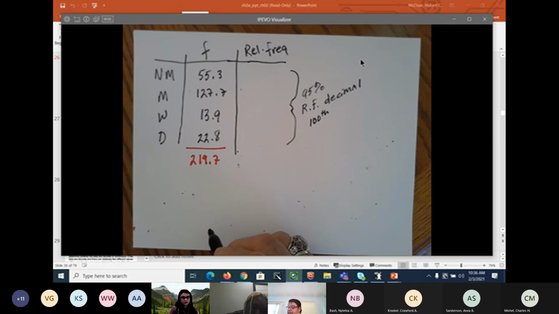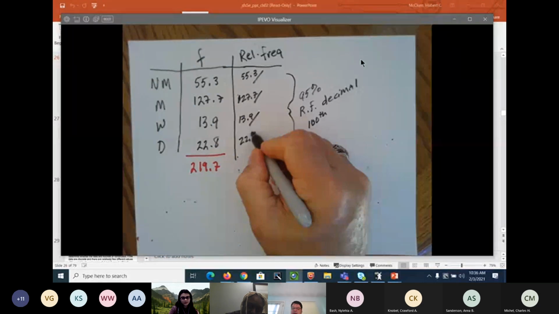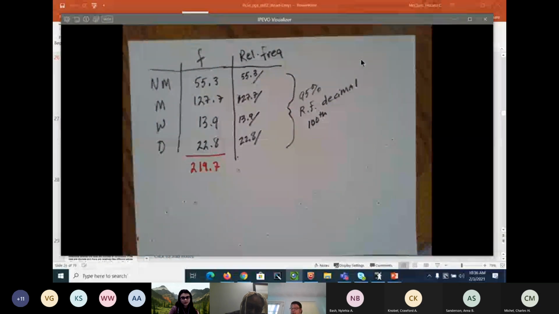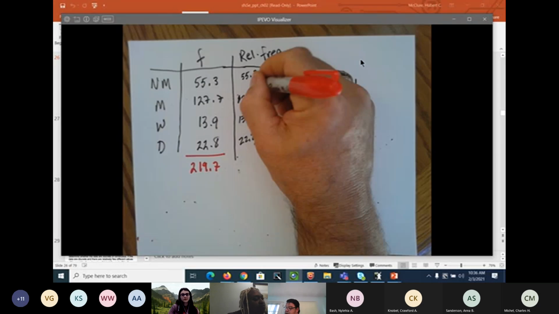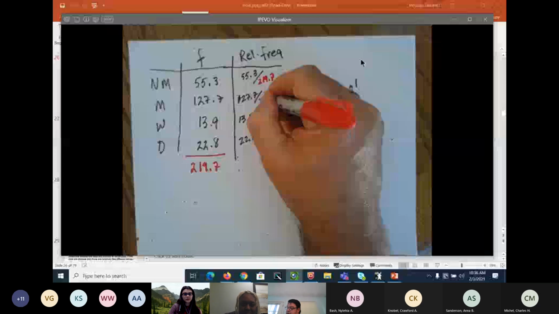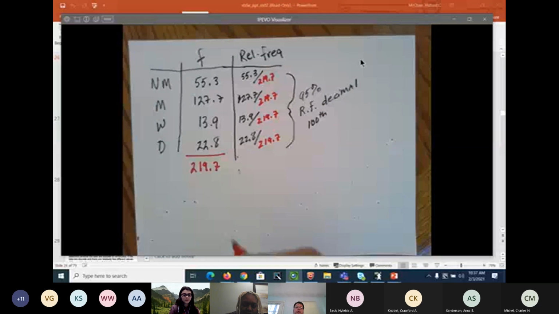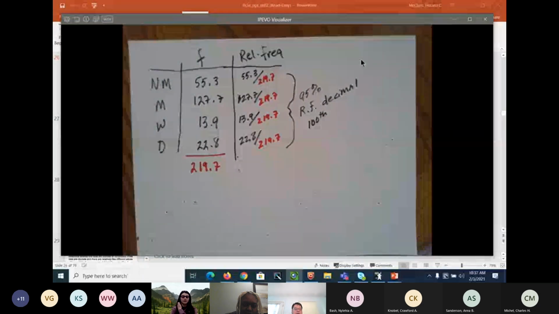All right, so this would be 55.3, 127.7, 13.9, and 22.8. And then I take my red marker, and I'm just trying to emphasize the total right here, 219.7. And you would put those fractions in the calculator and you would round it to the 100th.